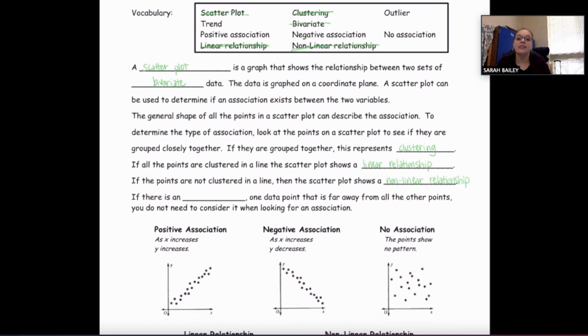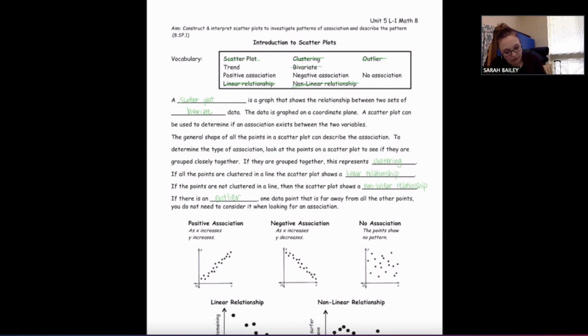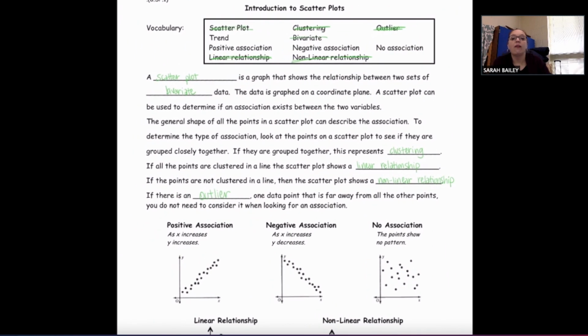If there is an blank, one data point that is far away from all the others, you do not need to consider it when looking for an association. So if there is an outlier, okay, so then we still have the words trend, positive association, negative association, and no association.